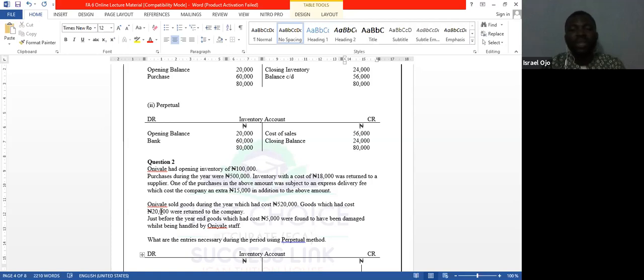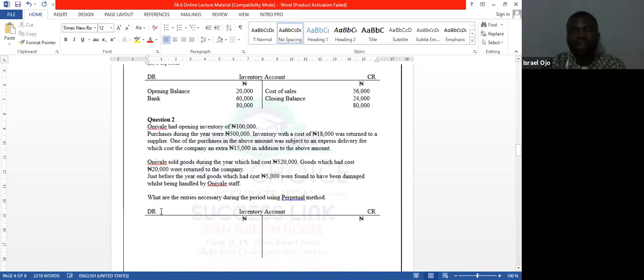What are the entries necessary during the period under the perpetual method? So they're telling us that using the perpetual method, we should carry out the accounting treatment for this illustration given to us. So we have our inventory account open, in T format. This is what we call T format. Vertical format is when you don't see the T, and what you see is in column order.